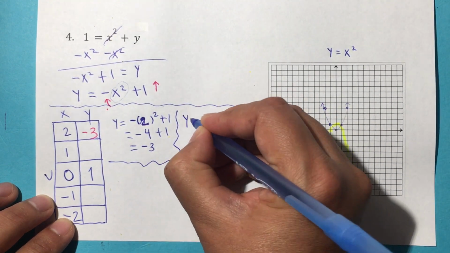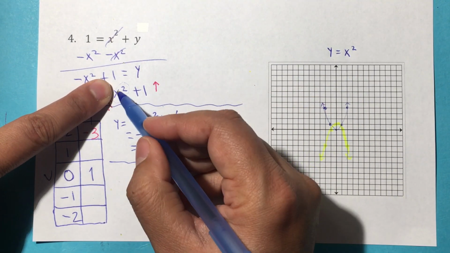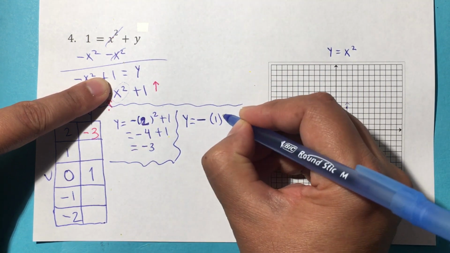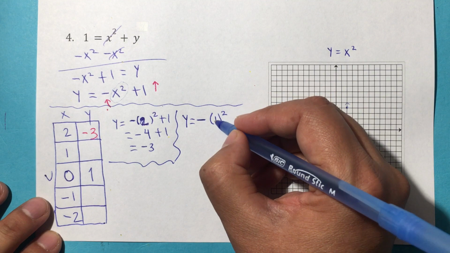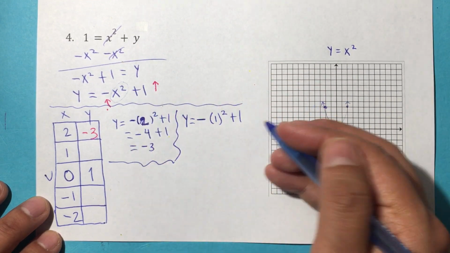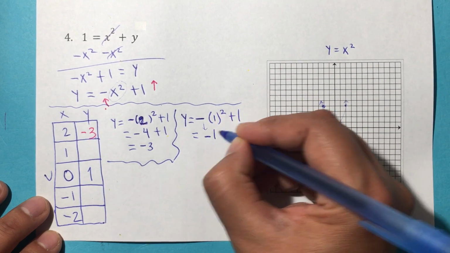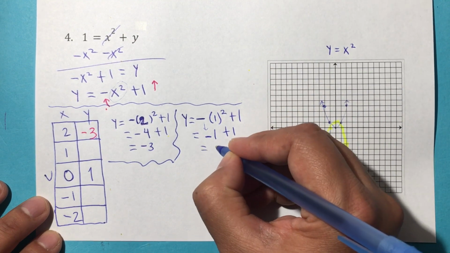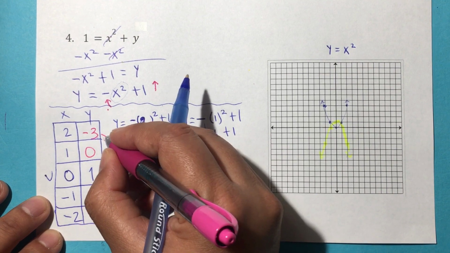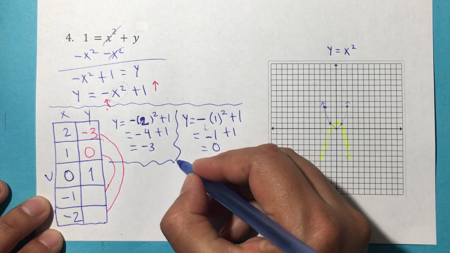For the next one, y is equal to, again, the negative. We just keep it from the formula. The one that we're going to be replacing is just x by the number 1. This is what's going to be squared, not the negative, and then plus 1. So 1 times 1 is 1. Bring down the negative, plus 1. That gives us 0. Again, this should be the same, so we're expecting a 0 in there.